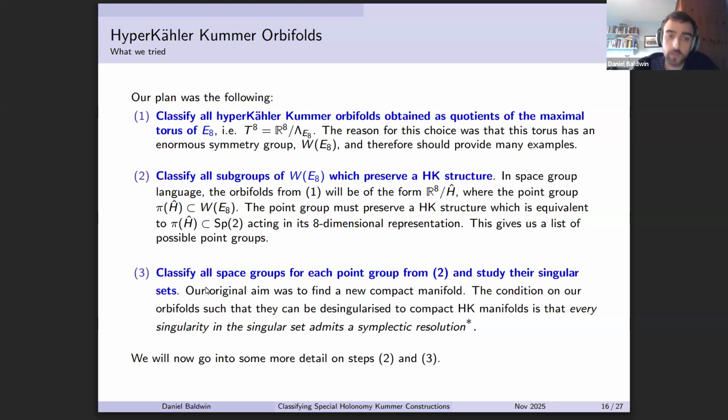Then in step 3, we want to take each of these point groups and classify all of their space groups, then quotient the maximal torus of E8, or R8, by these space groups and study their singular sets. If we can find an example such that all of the singularities in the singular set admit a symplectic resolution, then we might have a candidate for a new compact hyperKähler manifold. I'll go into more detail on steps 2 and 3.